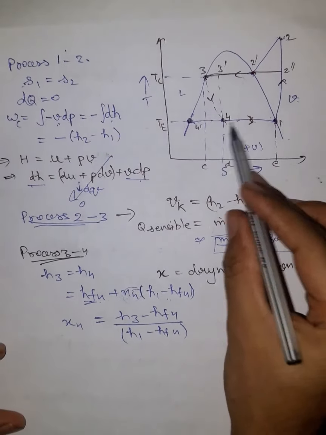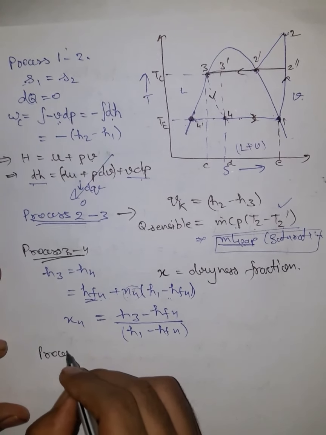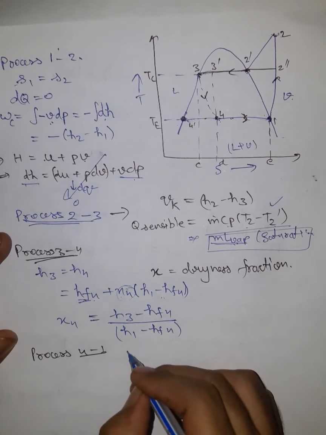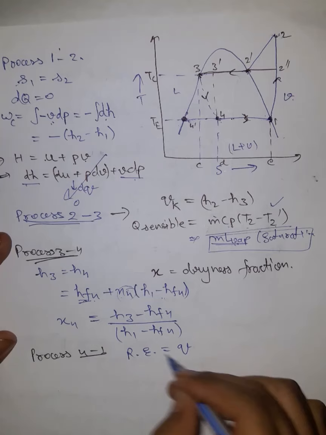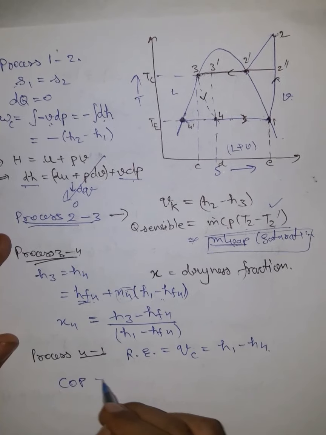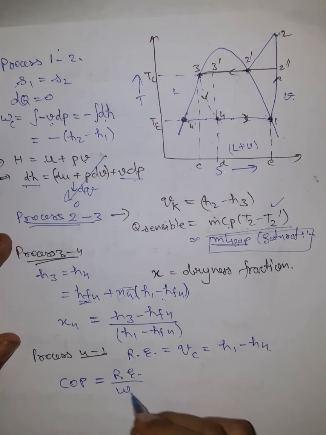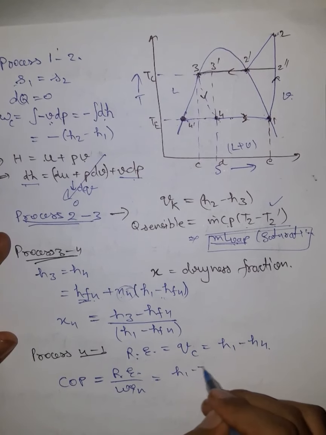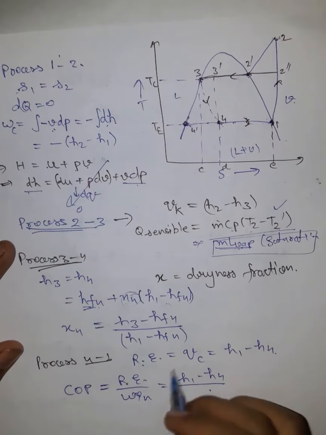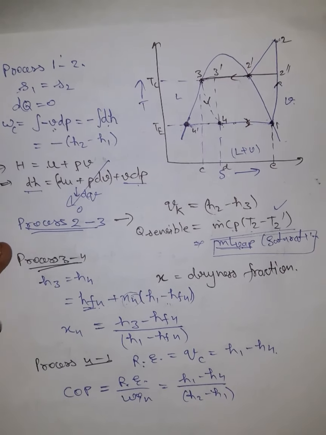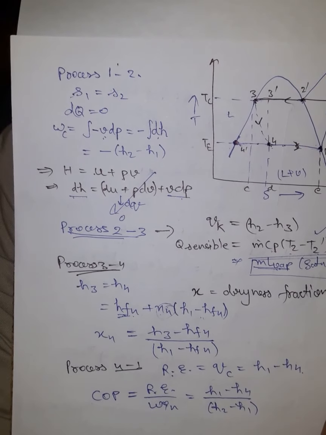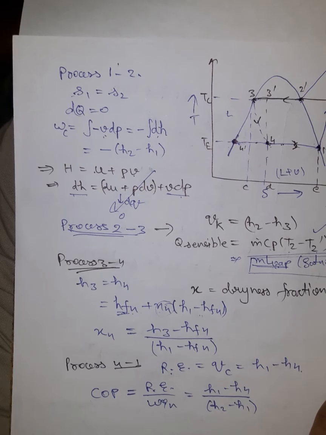Now we go to the process 4 to 1. For the process 4 to 1, we have the refrigerating effect taking place. So we can write the refrigerating effect as QC, and it is H1 minus H4. And we know very well the formula for COP is the refrigerating effect upon the work input. The refrigerating effect we have derived as H1 minus H4, and the work input we have already derived, that is H2 minus H1. The negative sign here symbolizes that we need to supply the work to the compressor. We are not taking the work from the process.